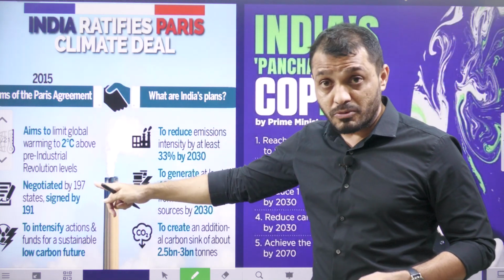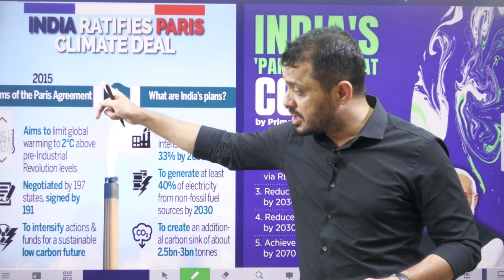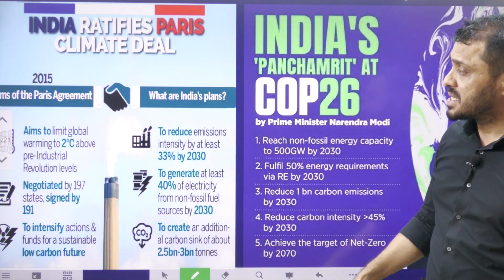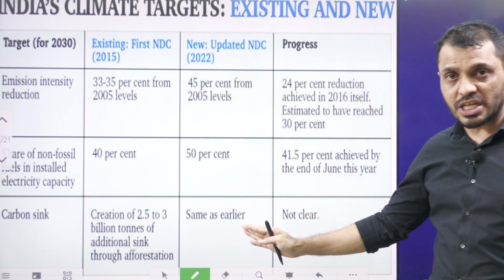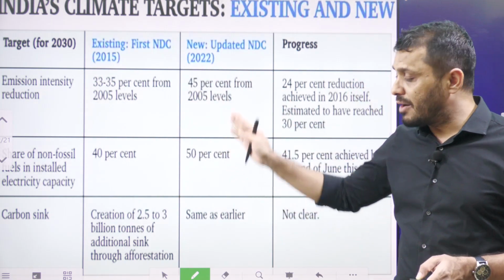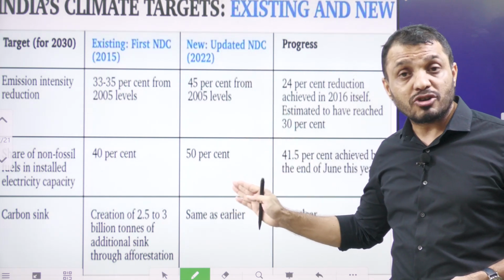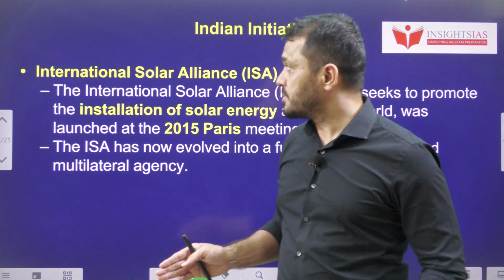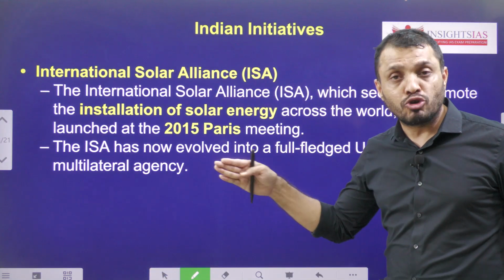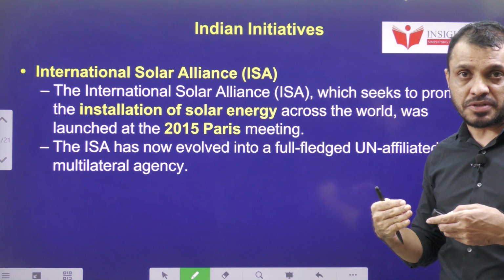And at COP21, that is the Paris Climate Agreement, we promised certain goals that we will achieve, and we rearranged these goals. Just now I read them to you, and now our targets are these at COP26. COP26 was held at Glasgow, you know that. And now India's initiatives at the global level to prevent climate change.